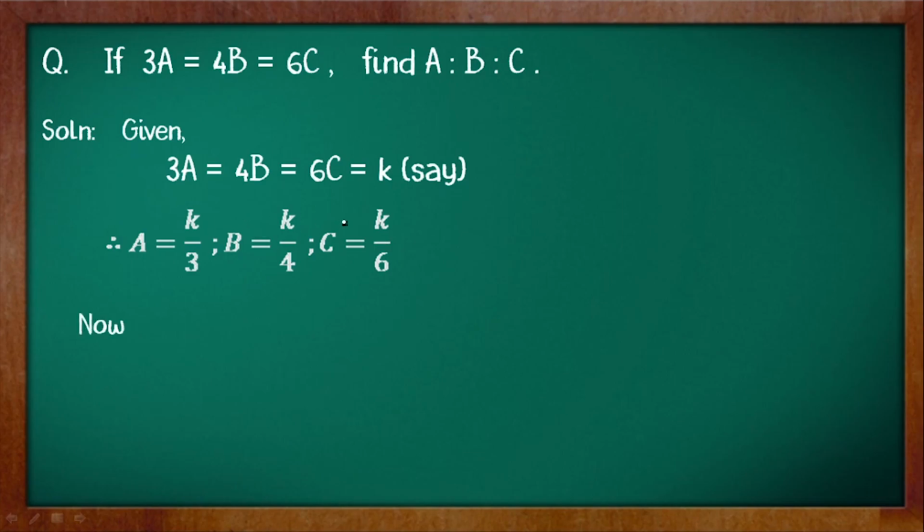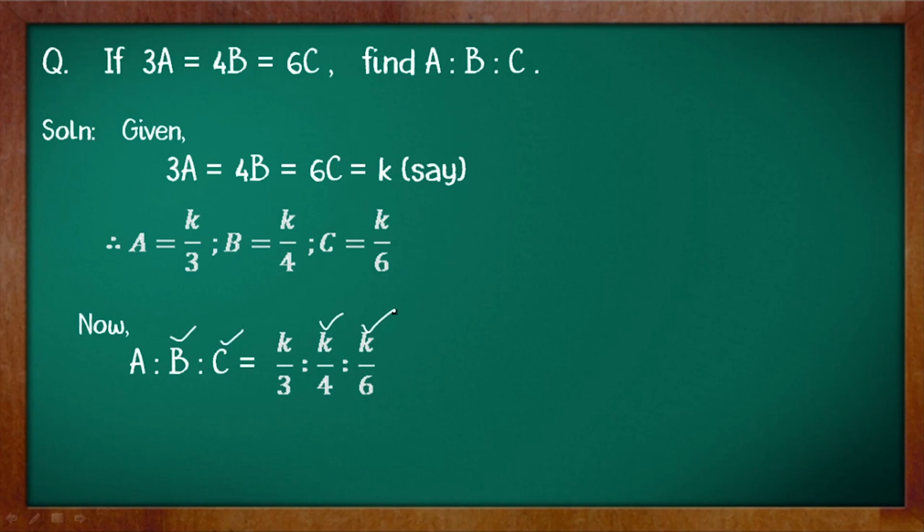Okay, so now a is to b is to c is equal to, we'll just replace the values. a is equal to k by 3, b is equal to k by 4, and c is equal to k by 6. So now we'll do the cancellation. After cancelling k with k, because we have to cancel the same terms, we'll be getting 1 by 3 is to 1 by 4 is to 1 by 6. Okay, now again this is in fraction form, so we'll try to change this into whole number form.